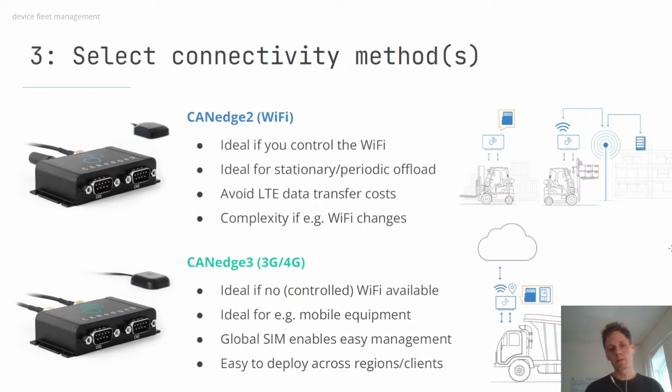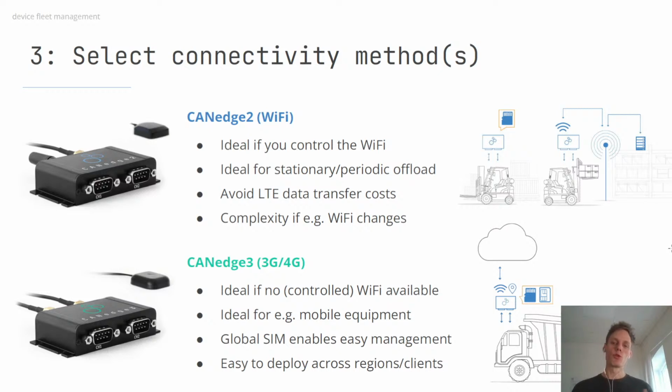The CANedge 3 offers a direct upload via 3G or 4G, so you insert your own SIM card. And obviously, this is nice if there is no Wi-Fi available, like if you have mobile equipment that is operating on the road and you need to collect this data all the time, and you can't rely on these vehicles, for example, returning to a specific Wi-Fi area. Cellular is great for that.